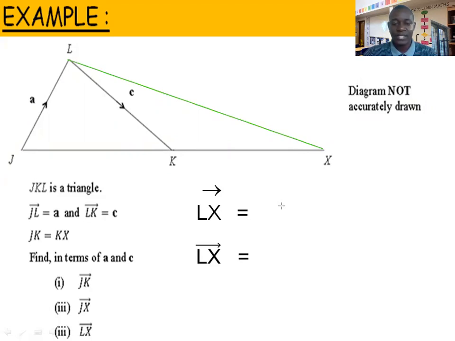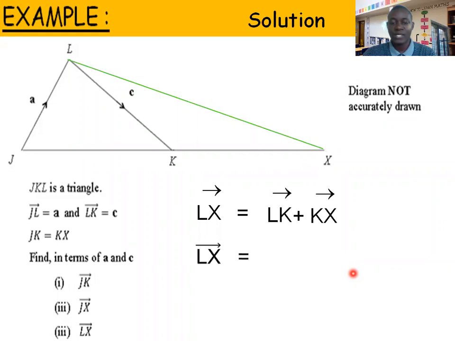The vector Lx is going to be vector Lk plus vector Kx. So I've chosen to solve as Lk plus Kx. That is, I've chosen to take this part L to K and then K to X.